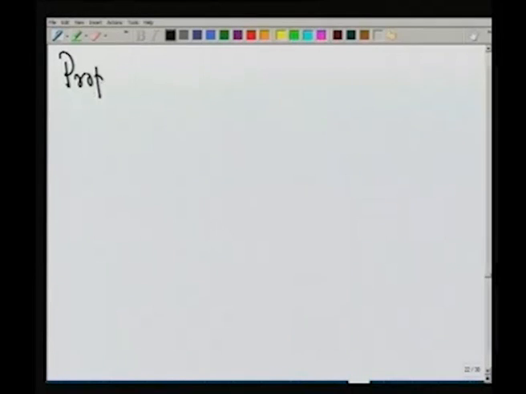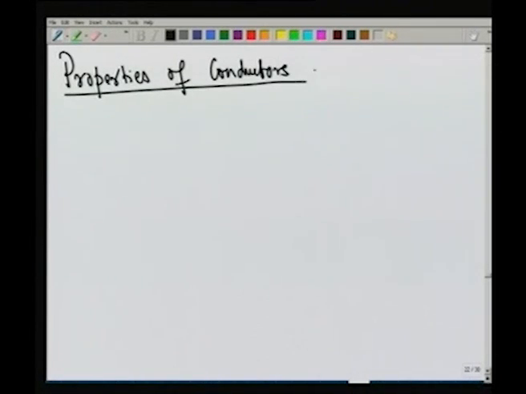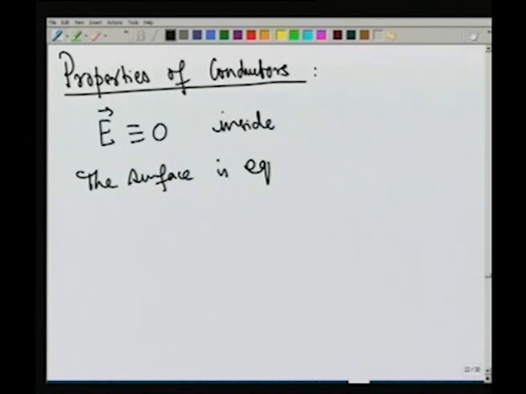So, let me summarize all the results that we have stated now and then proceed to discuss the other very important property of a conductor, namely that of a capacitor. That is where it is used in electrostatics. But let me summarize. So, properties of conductors. This is a summary. So, what are the statements that we want to make? E identically equal to 0 inside. The surface is equipotential.